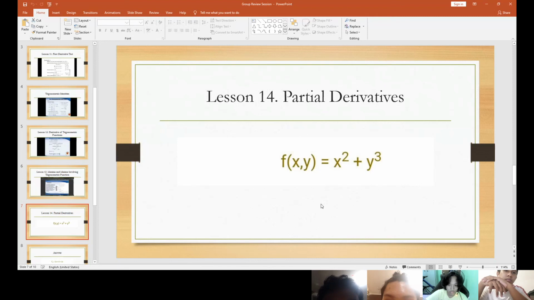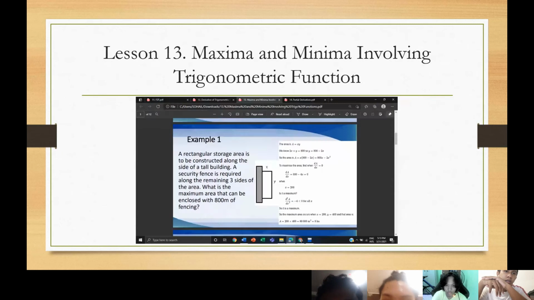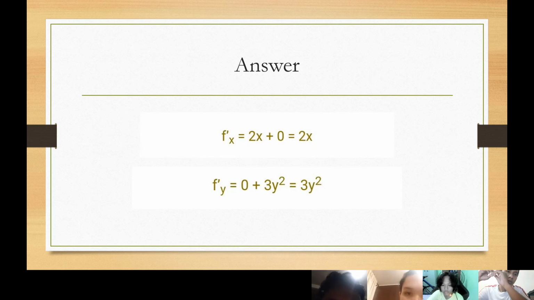So, ang sagot lang dito, 2x plus 0 is equals 2x. Yun yung sa partial derivative f with respect to x, tapos partial derivative f with respect to y is equals to 3y squared. Yun lang yung mga derivative nila.